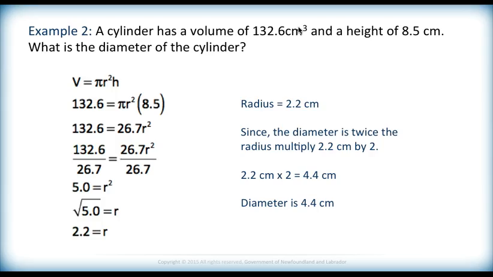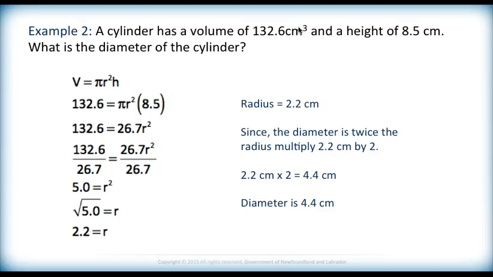In our next example, a cylinder has a volume of 132.6 centimeters cubed and a height of 8.5 centimeters. Again, we are looking for the diameter of the cylinder. In this example, we are given two dimensions that are known, and we need to find one unknown dimension. The volume of a cylinder is equal to pi r squared h. You will substitute the total volume in for V and the height h, 8.5, in the equation.